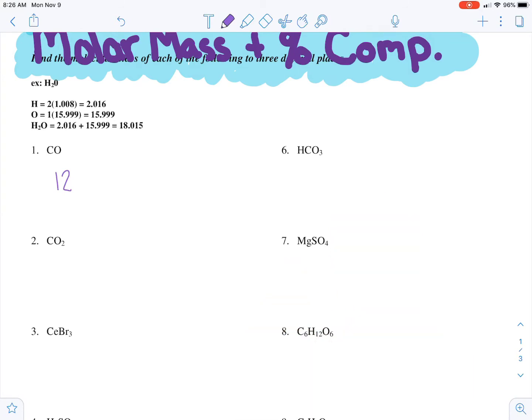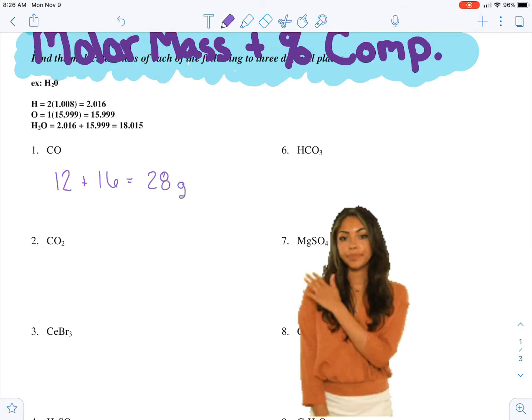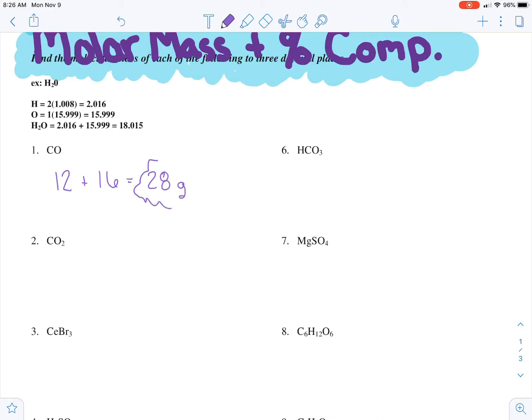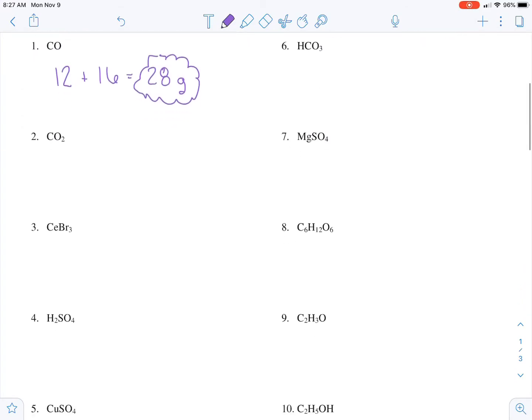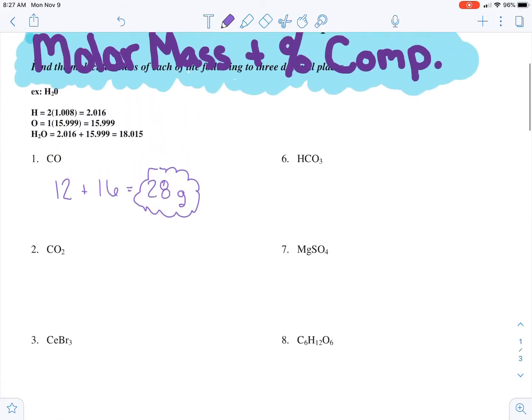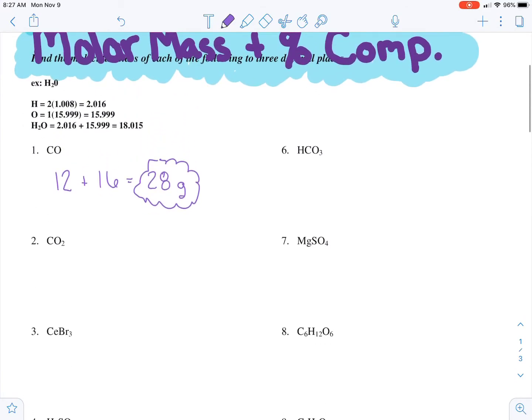So we have carbon is 12 plus oxygen is 16. That brings us up to 28, right? 28 grams. That's it. Lesson done, right? So that part shouldn't be too bad. There are 10 of those, I believe. They shouldn't take you that long at all. If you have any problems with that, let me know.